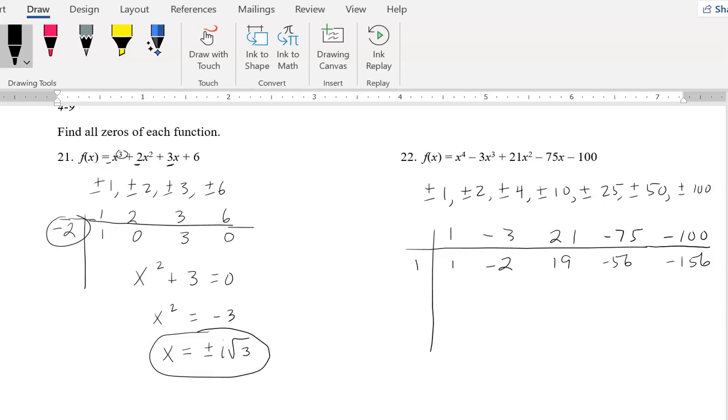So 1 isn't going to work, so we'll just try -1. -1 plus -3 is -4. 4 plus 21 is 25. -25 plus -75 is -100. +100 plus -100 is 0. Okay, so we know that one of my zeros is -1.